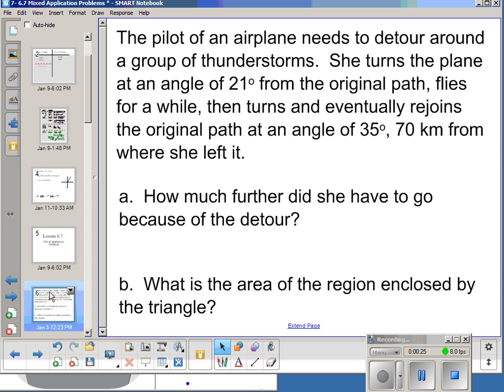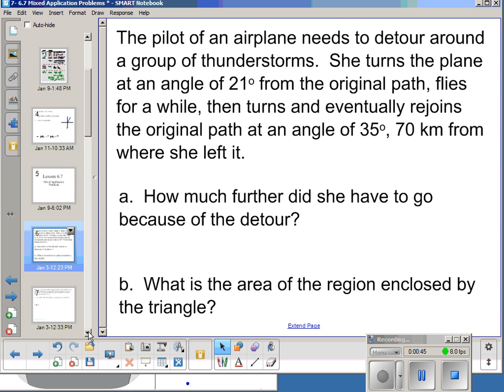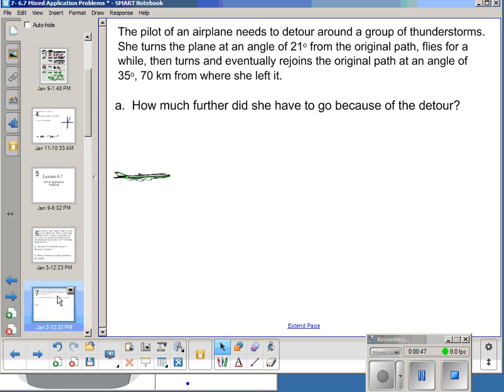The pilot of an airplane needs to detour around a group of thunderstorms. She turns the plane at an angle of 21 degrees from the original path, flies for a while, then turns and eventually rejoins the original path at an angle of 35 degrees, now 70 kilometers from where she left it. How much further did she have to go because of the detour, and what's the area of the region enclosed by the triangle? So first we're going to look at this.